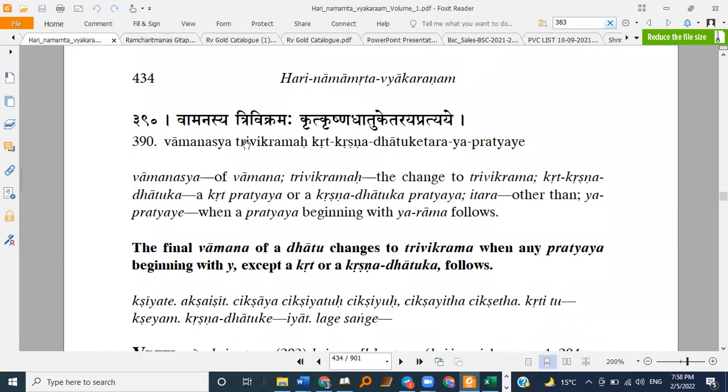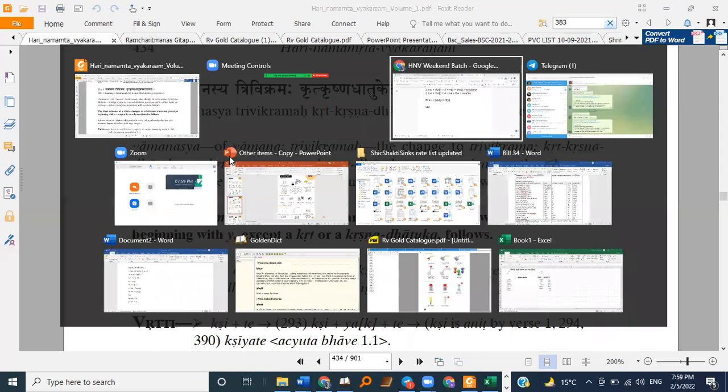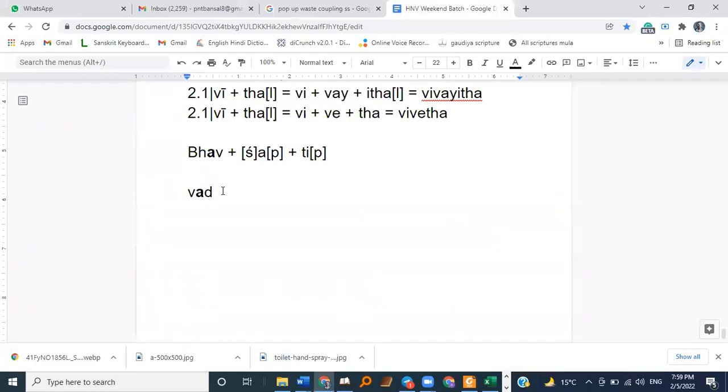Then vamanasya trivikramaha krit krishna dhatu ketara ya pratyaye. So the final vamana of a dhatu changes to Trivikrama when any pratyaya beginning with ya, except akrit or akrishna dhatuka, follows. So this sutra, Sutra 390, is explaining.